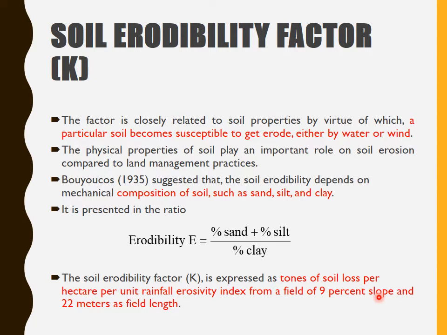This 9% slope and 22 meters field length is a unit plot. From this plot, how much soil is eroded per hectare per unit rainfall erosivity index, that is the K factor.